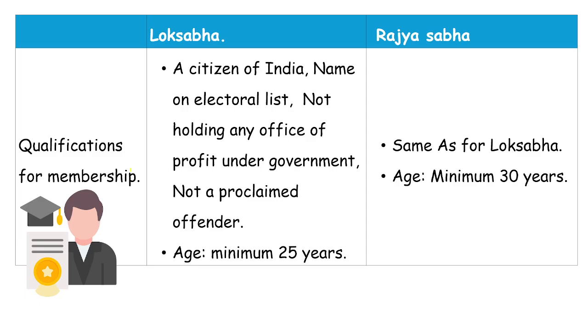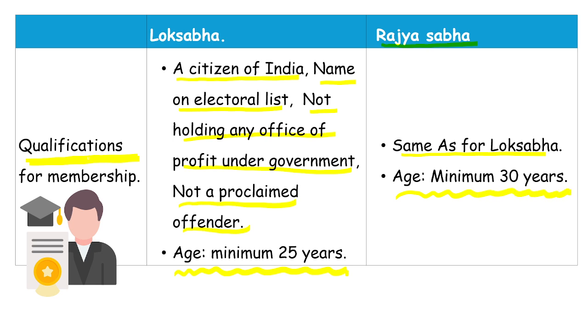Now, let's differentiate between Lok Sabha and Rajya Sabha quickly. First we will go with the qualifications for membership. In Lok Sabha, the person should be a citizen of India. His name should be on the electoral list. He should not be holding any office of profit under government and not a proclaimed offender. The age criteria is a minimum of 25 years, whereas for the Rajya Sabha member it is the same as for Lok Sabha, only the age is a minimum of 30 years. So please learn this, it is very important.